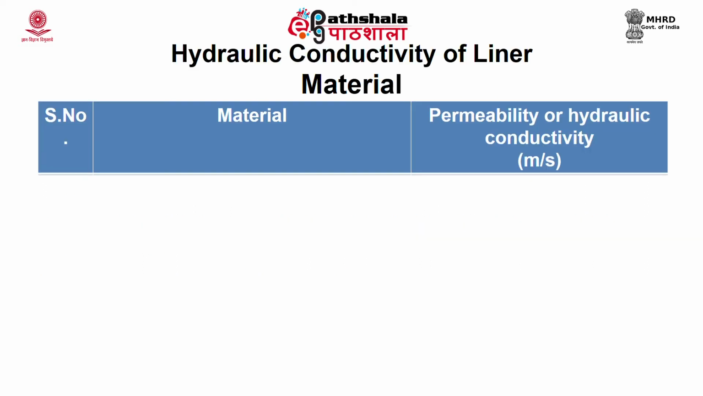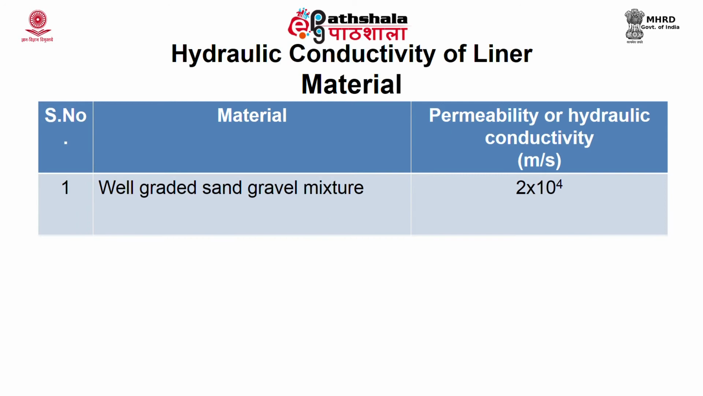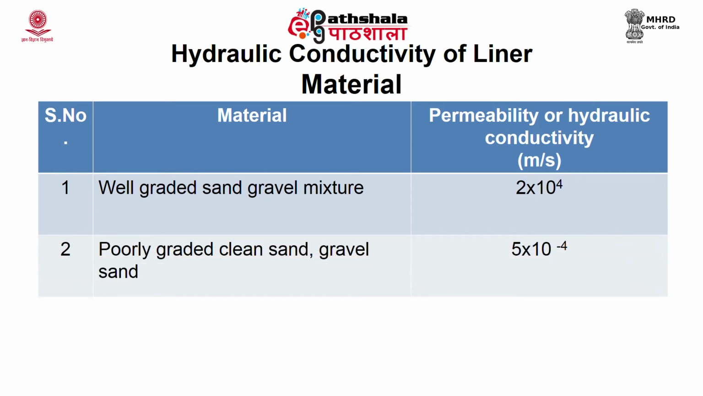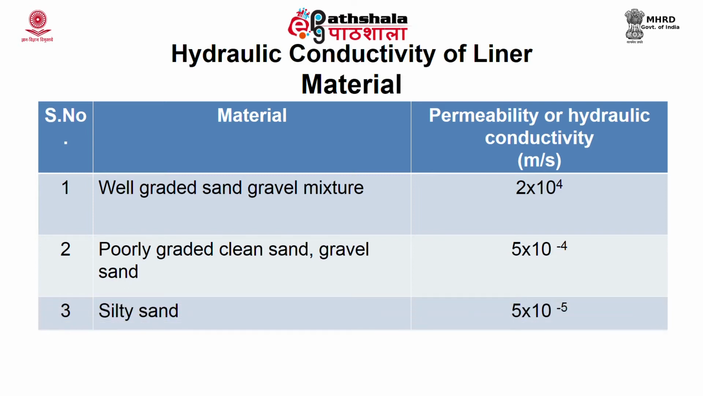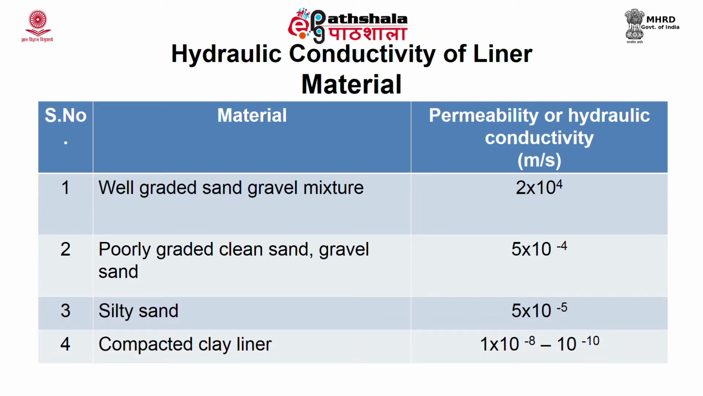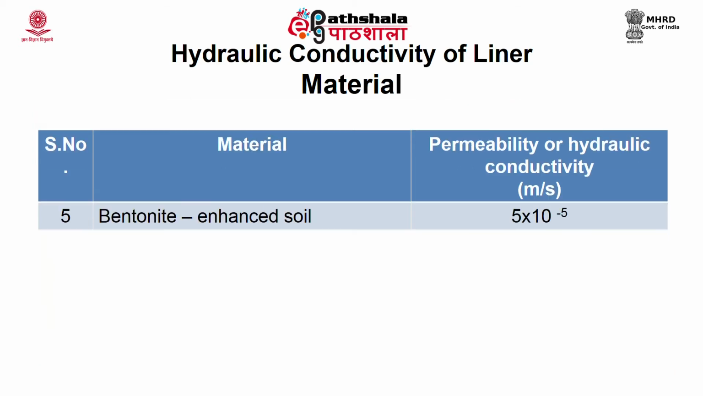Now, you can see hydraulic conductivity or permeability is expressed in meter per second. For a well graded sand gravel mixture, the permeability will be around 2 into 10 to the power of minus 4. For poorly graded clean sand gravel, it will be 5 into 10 to the power of minus 4. Silty sand will have 5 into 10 to the power of minus 5. Likewise, the compacted clay will have 1 into 10 to the power of minus 8 to 10 to the power of minus 10. It will be in that range. The bentonite enhanced soil will have a permeability of 5 into 10 to the power of minus 5.